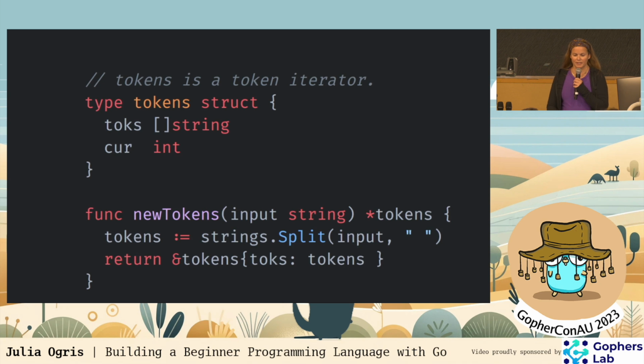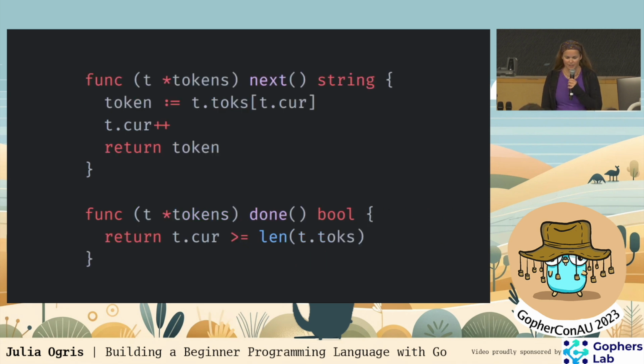So this basic tokenizing that I was talking about is done via a tokens type that wraps a string slice of the actual tokens and a pointer or index to the current token. New tokens creates these tokens from an input string, just splitting it on the space character and completely glossing over any error handling, as you do in presentations, I guess. Tokens has got two methods. The next method is a bit like an iterator. It returns the current token and advances the index or pointer. And then there is a done method that returns true if we're at the end of the token stream here.